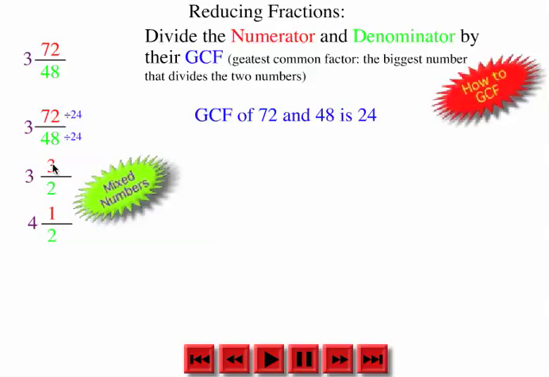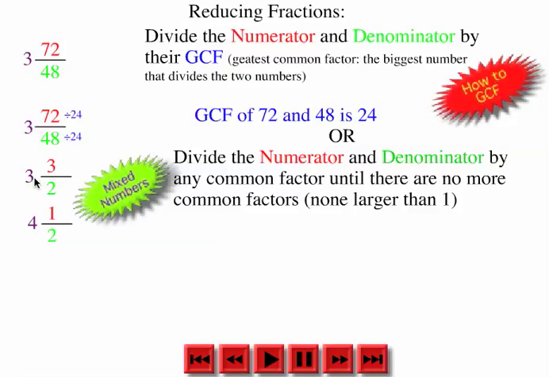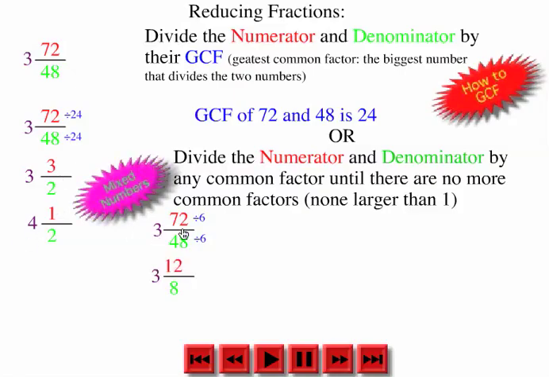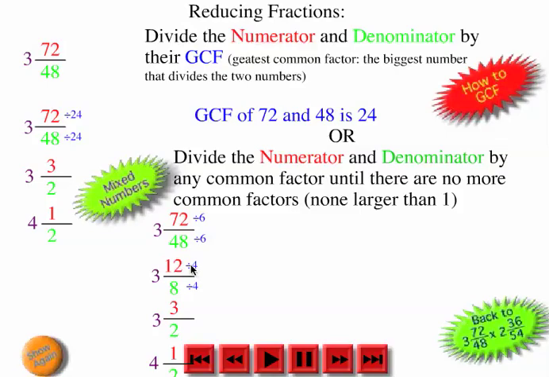So 2 goes into 3 once, we add the 1 to the 3, that gives us 4, and then the remainder is 1, so 4 1/2. Or the other way you can do it is 3 and 72/48. You can just divide by any common factor. So divide by 6, for example, and then we get 12/8. Divide that by 4, and we get 3/2. And then we can convert once again to 4 1/2.